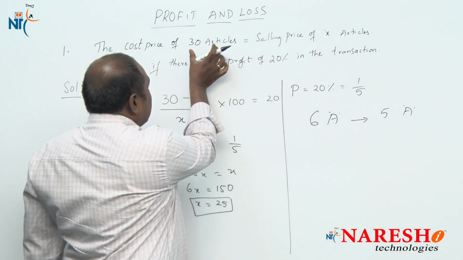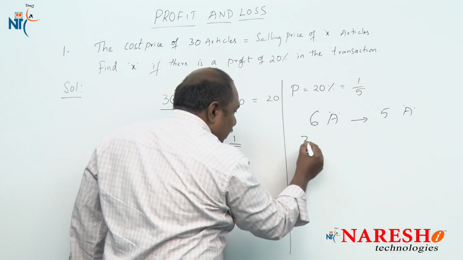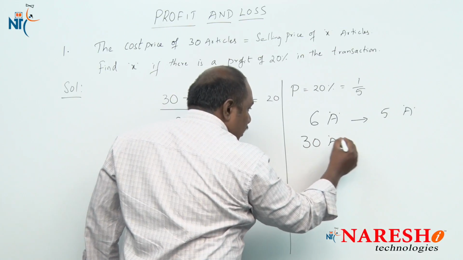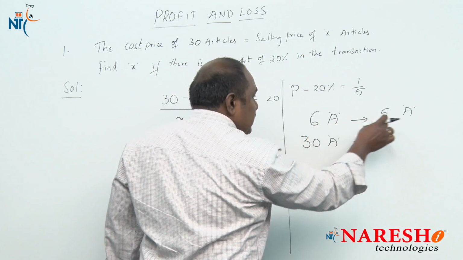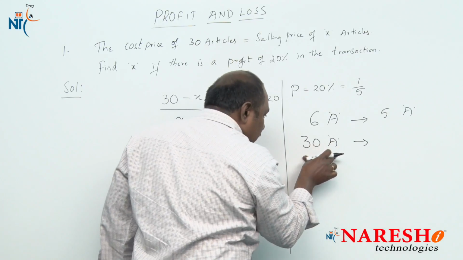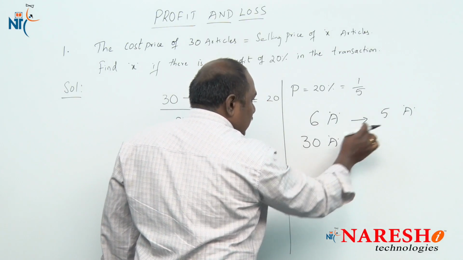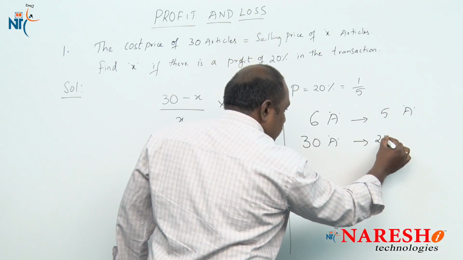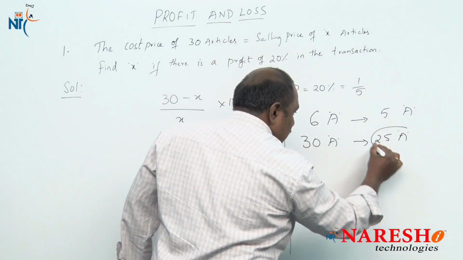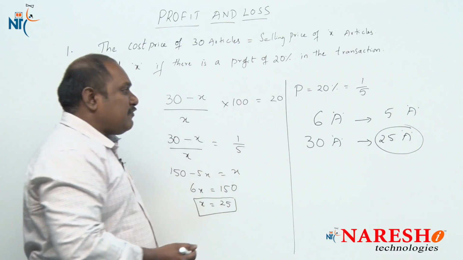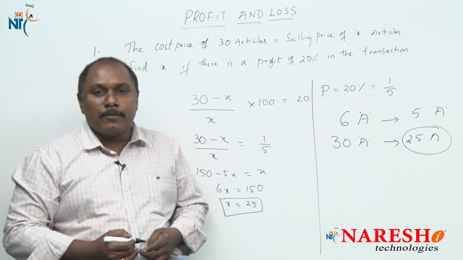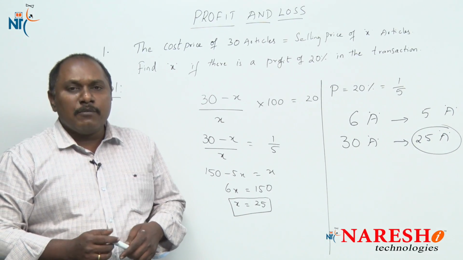But how many articles are here? So here we have 30 articles. Now if there are 6 articles, we sell 5 articles. If there are 30 articles, how many articles we need to sell? 6 5s are 30, 5 5s are 25. So answer is 25 articles. Now these are the two methods in which we can solve this particular problem. Now let us look into one more problem.